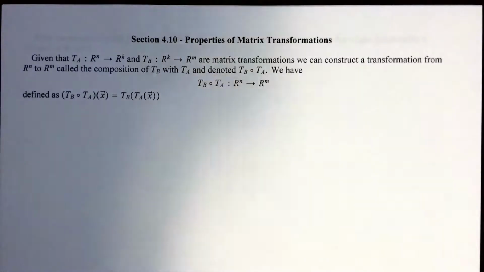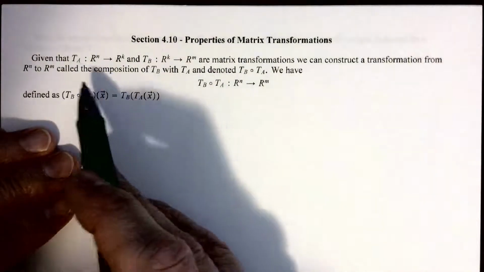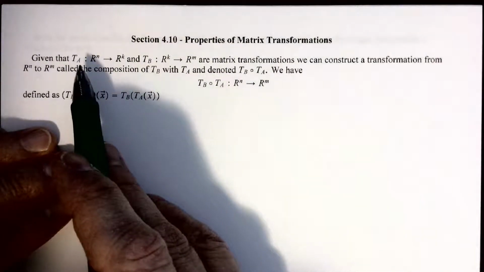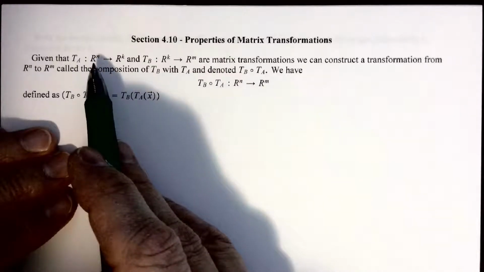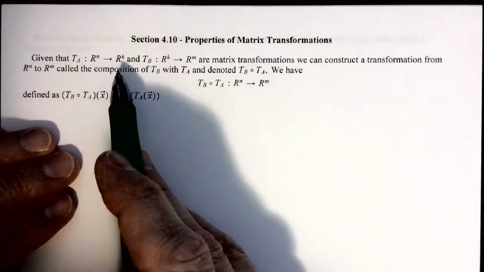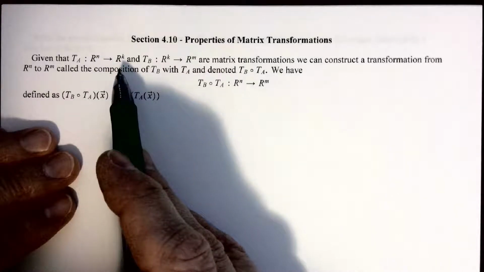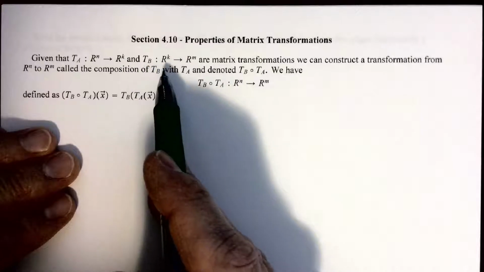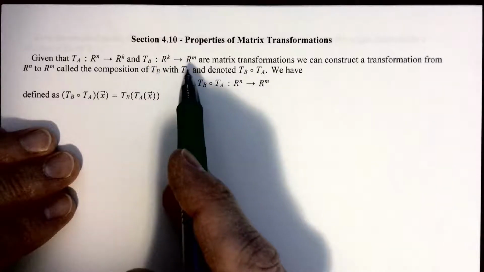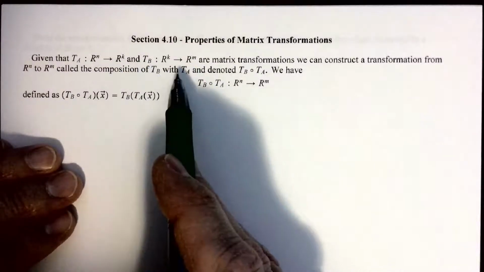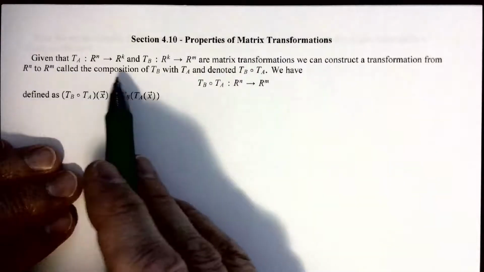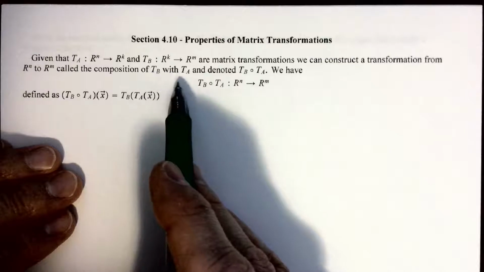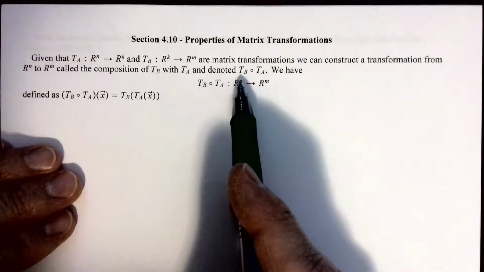And so given that we have two matrix transformations, and transformation A, T sub A, is going from a domain of N space to a codomain of K space. And the transformation B is going from a domain of K space to a codomain of M space. Okay? If we give these two, then we can create a transformation from N space to M space that's called the composition of transformation B with transformation A, and it's written this way: TB circle TA.